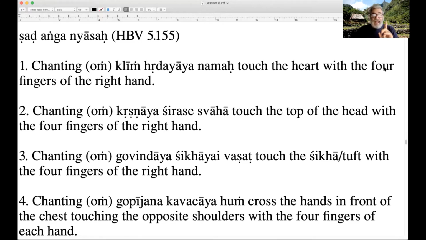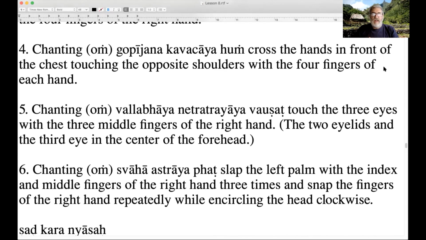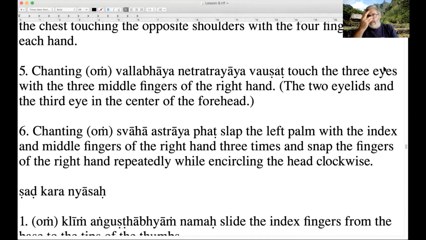So chanting Om Klim Hridaya Namaha, touch the heart. Om Krishnaya Shirase Swaha. Om Govindaya Shikhayai Vashat. Om Gopijana Kavachaya Hum. Om Vallabhaya Netra Trayaya. Now this is interesting because it involves 3. It specifically says here 3 eyes. Meditate on 3 eyes, right? The 2 eyelids and the center of the forehead.